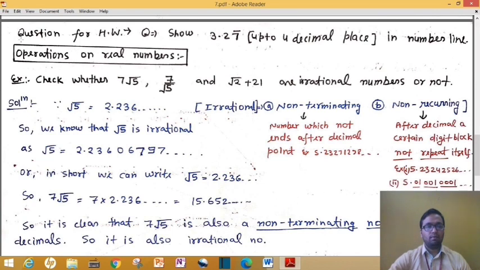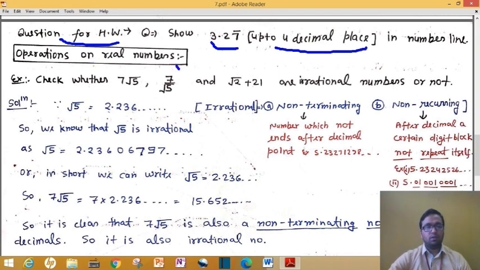So we have one more question here, but you will solve this question at home. Question for homework. The question is 3.27, okay, with a bar over 7. That means this number may be like 3.27777 and so on. You have to show this number on the number line, but up to 4 decimal places. Okay, so you can do it by yourself.